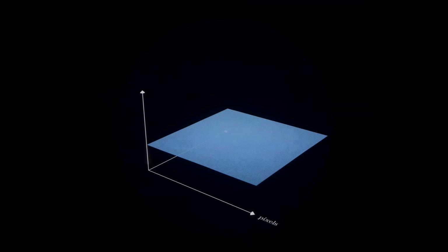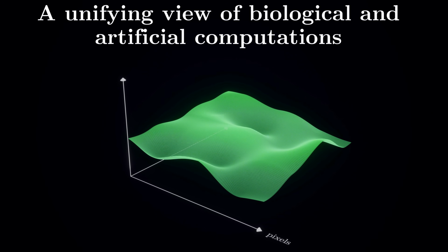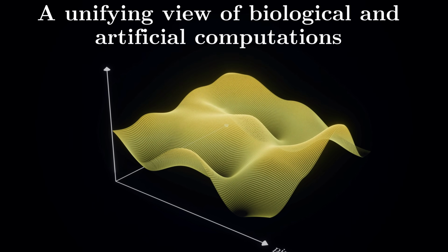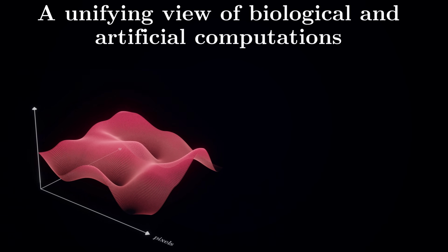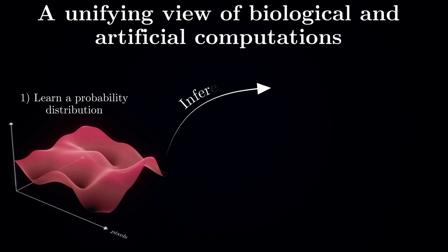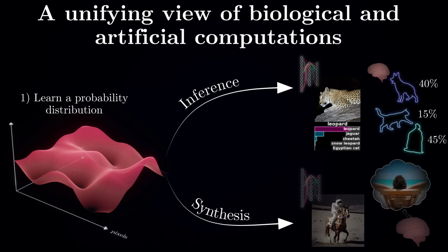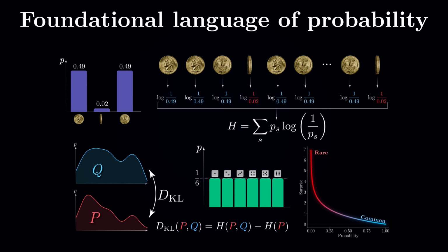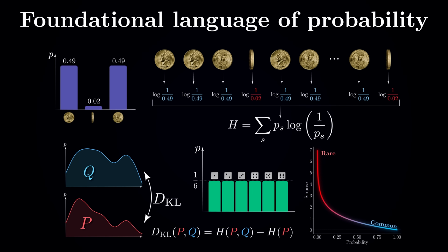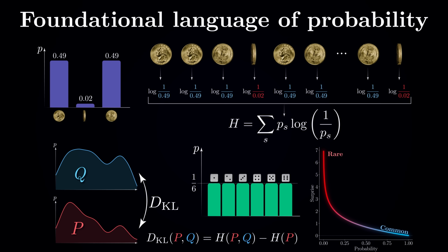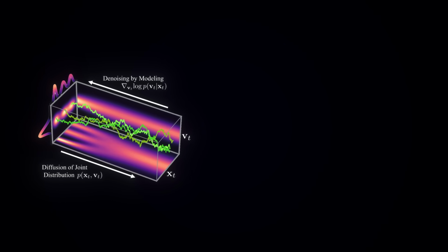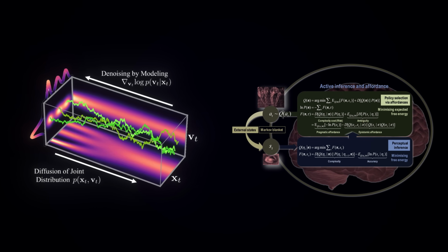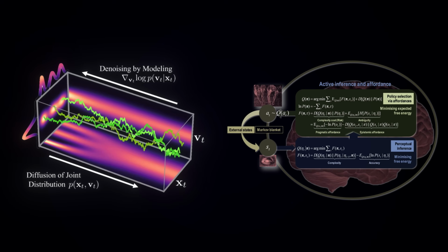In fact, a surprising number of computational problems solved by both biological and artificial systems can be viewed through this lens: learning the probability distribution of data, performing inference, and synthesizing new samples from it, a capability often referred to as generative modeling. The language of probability and uncertainty is built on a few crucial concepts, such as entropy and KL-divergence. These ideas are so fundamental that they appear across diverse fields, from the latest diffusion models in AI to theories of perception in biological brains, like the free energy principle.